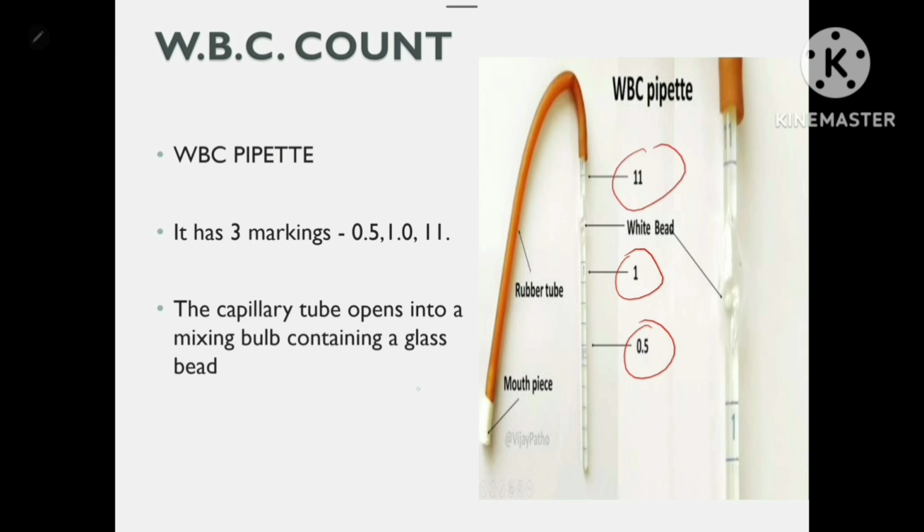The parts are similar: mouthpiece, rubber tube, and it opens into the pipette. The size is usually smaller compared to the RBC pipette, and it contains a white glass bead. This capillary tube opens into the mixing bulb containing a glass bead, which facilitates mixing of blood and diluent.